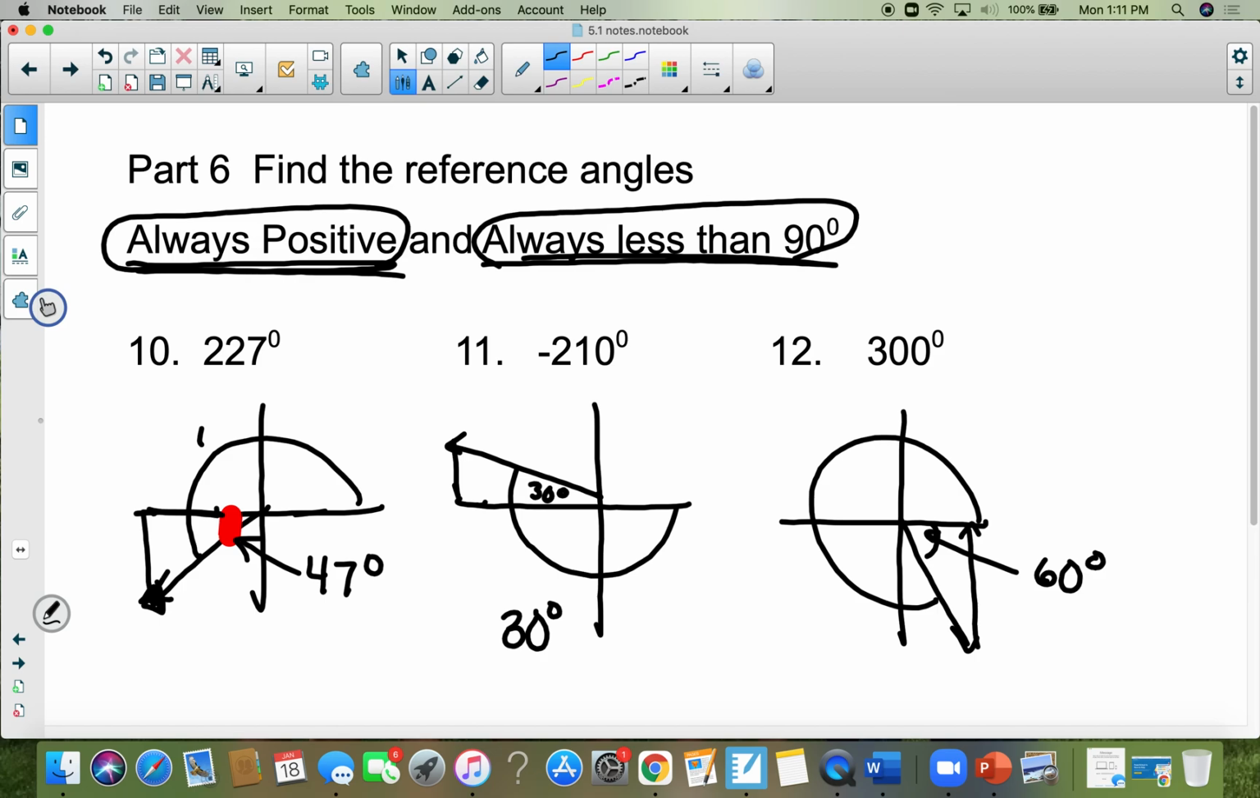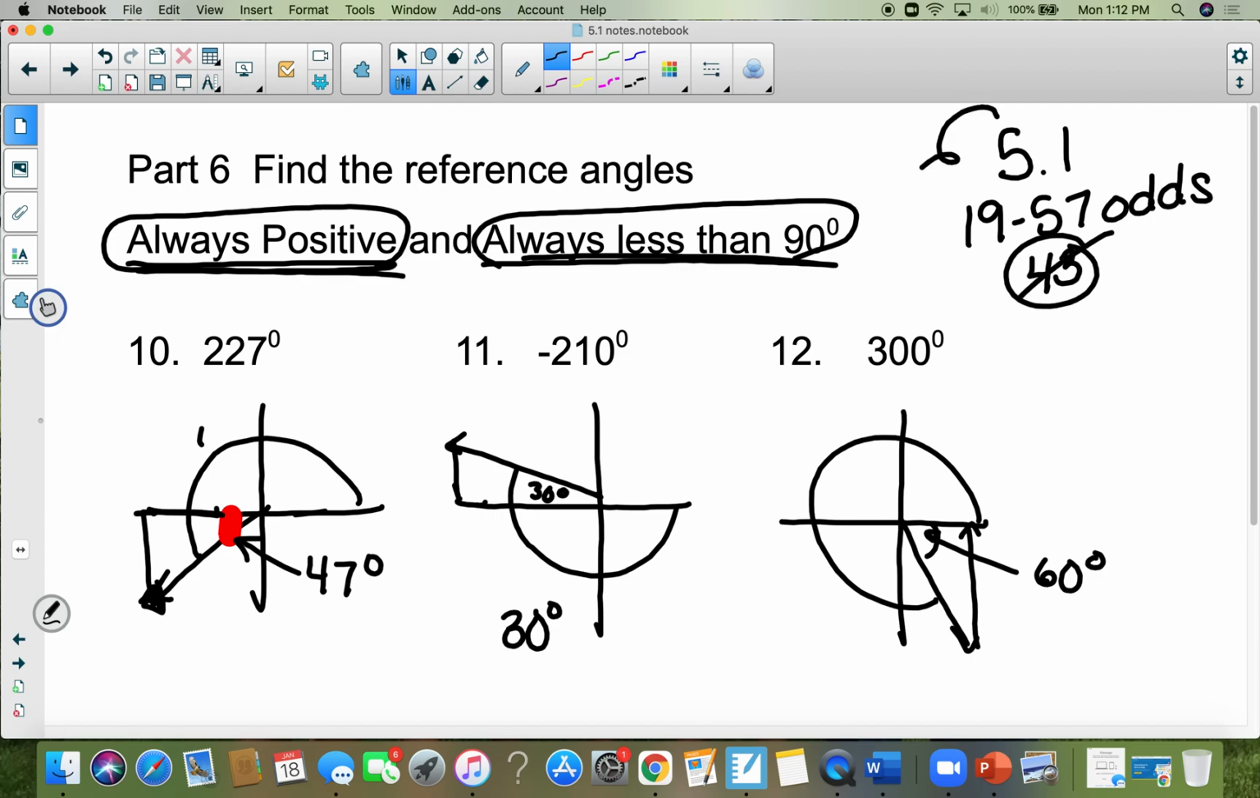That's all the notes for today. Your homework assignment is on 5.1, and all I want you to do is 19 through 57, do the odds, except don't do number 43. So there is your homework for 5.1.